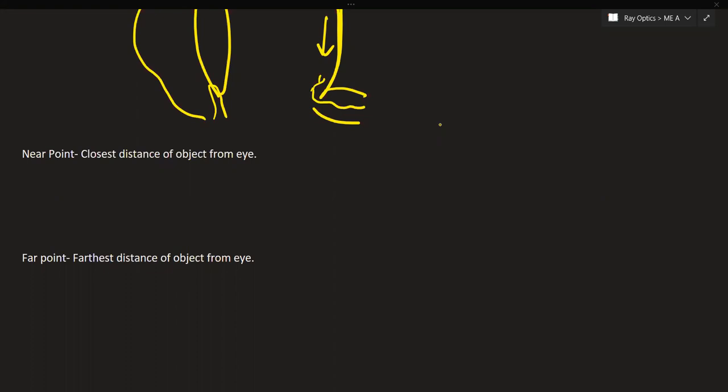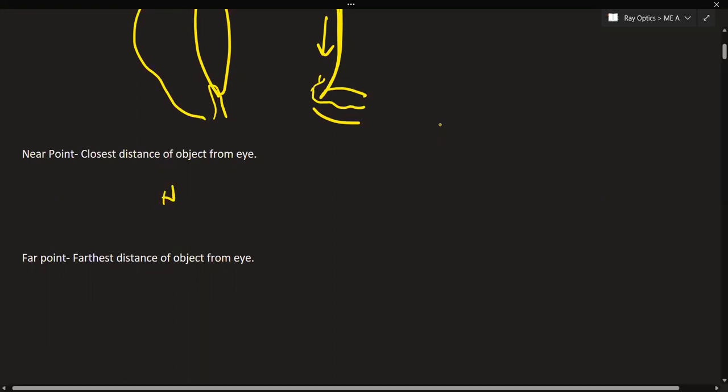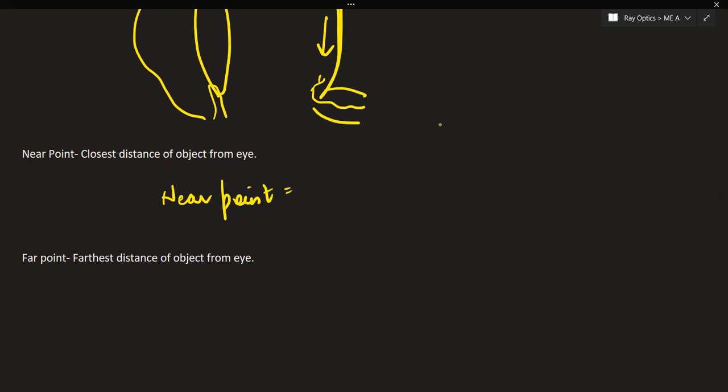You will be able to look at the same pen when you move it away from your body. When you move it away, you will see it is still blurred, the intensity is low, but two images are formed which are getting combined. At a point you will notice a clear image formed near your eye. That is known as the near point. So the closest distance of an object from the eye, the near point for humans, is a minimum of 25 centimeters.